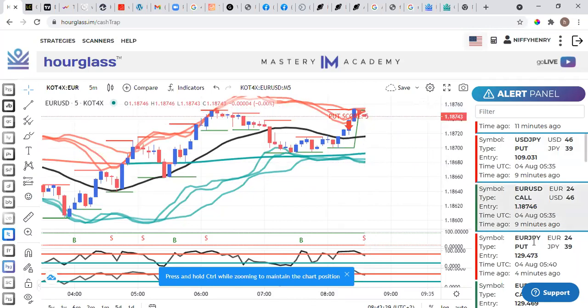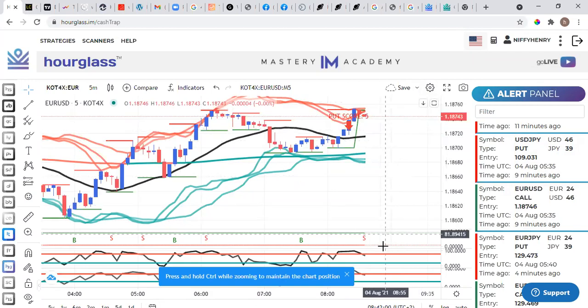Okay, so now the instruction was a put. You can see it was 9 minutes ago, a put at this price, and it was there. As long as we took it, we would have won that trade because it came down. So Cash Trap really works, guys. It really works.